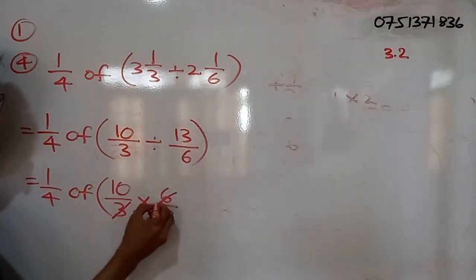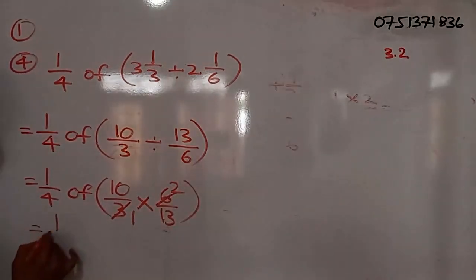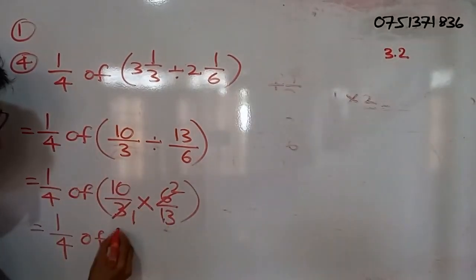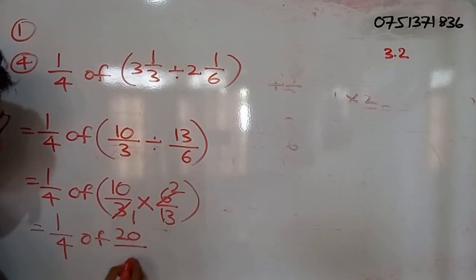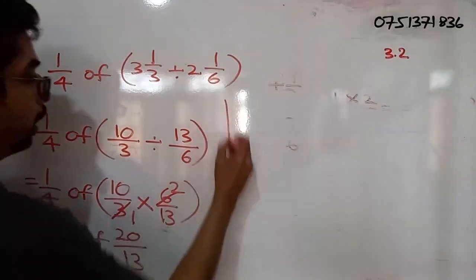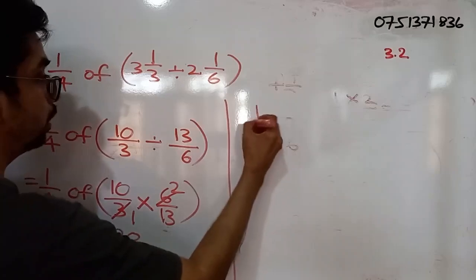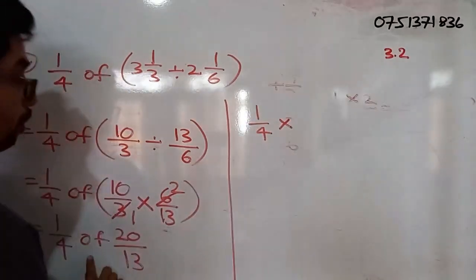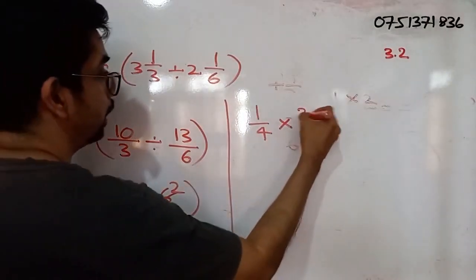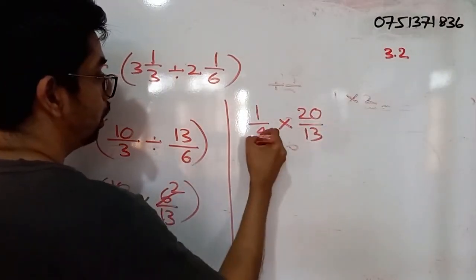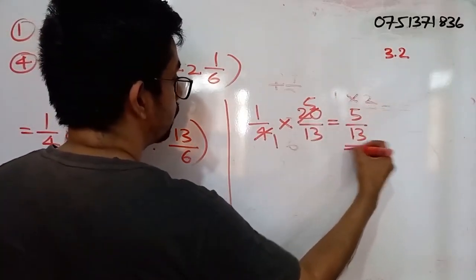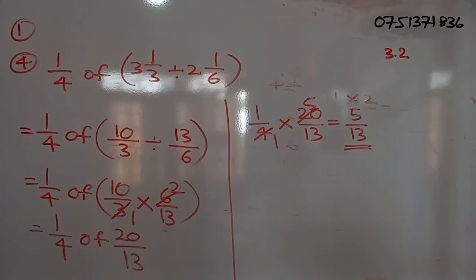Okay, so 3 times 1, 3 times 2. So here we get what? 1 by 4 of 10 times 2, I get a 20. 1 times 13, I get a 13. Okay, so now I will do the simplification this side of the board. I'll replace the of with the multiplication symbol, then I get 20 by 13. 4 times 1 and 4 times 5. So I get the answer as what? 5 by 13.